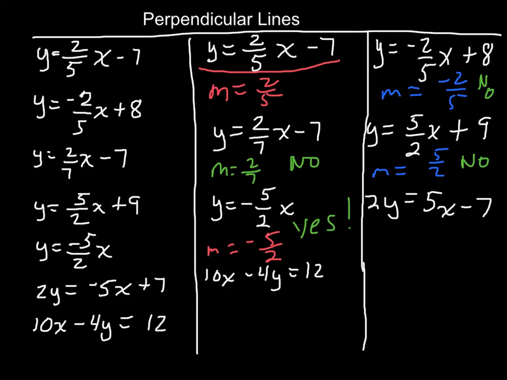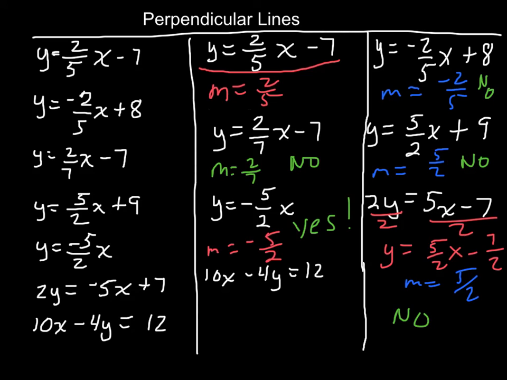All right, look at the next one here. It's a little bit tricky to tell because it's not in y form. So the very first thing that I want to do is put it into y form. I'm going to divide by 2, divide by 2. I get y equals 5/2 x minus 7/2. So I see that my m is equal to 5/2, and that is the reciprocal, but it's not the negative reciprocal, so no, it is not perpendicular.